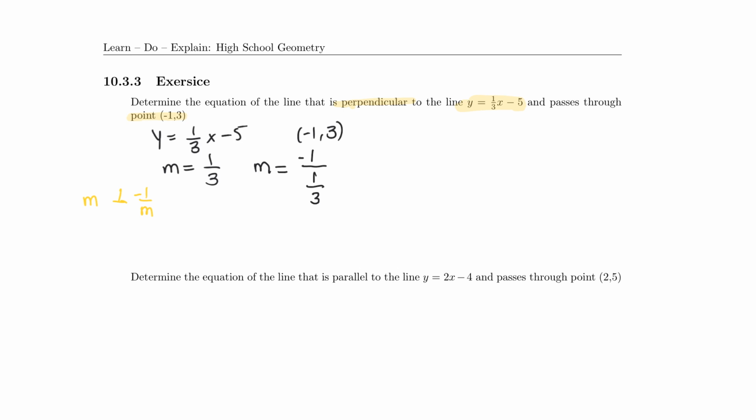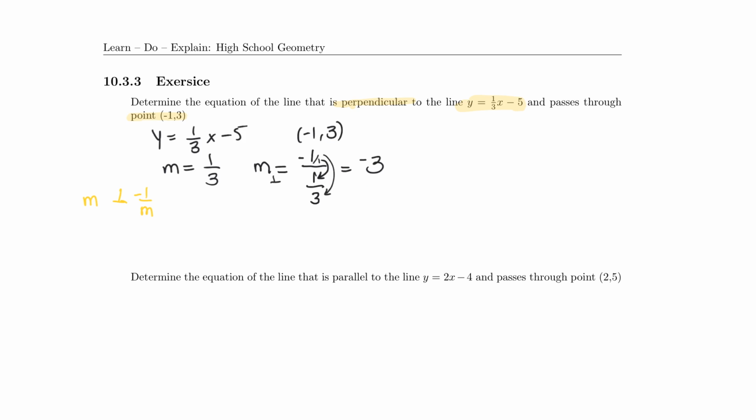So here, this is minus 3. Why? Because this 1 multiplies with this 3, and this 1 is at the same time divided by 1. 1 times 1 is 1. It is equal to minus 3. So the line that is perpendicular to this line has a slope of minus 3.